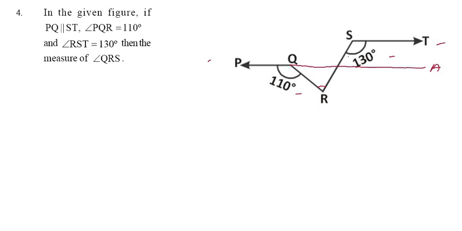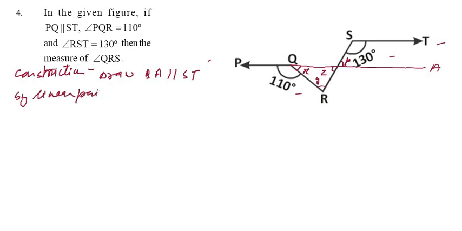Suppose these angles are X and this is Y and this is Z and this angle is P. So you can do this and write your construction. What will be your construction? Draw QA parallel to ST. Now by linear pair, X plus 110 will be equal to 180 degrees. So X will be equal to 180 degrees minus 110 degrees.